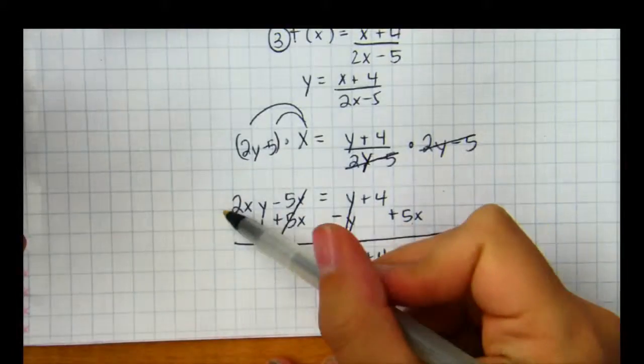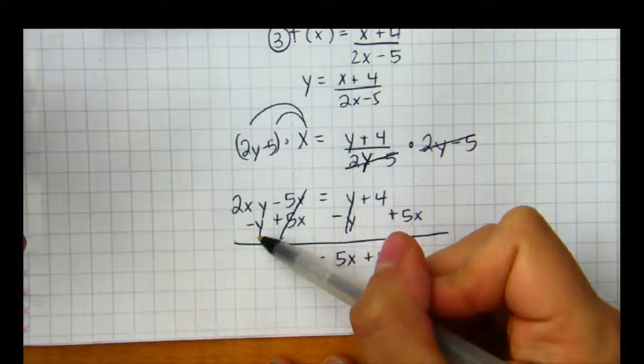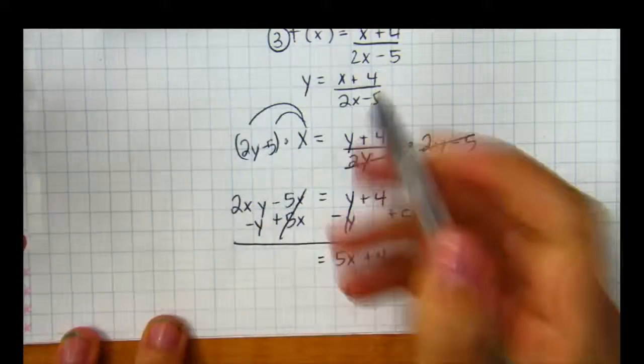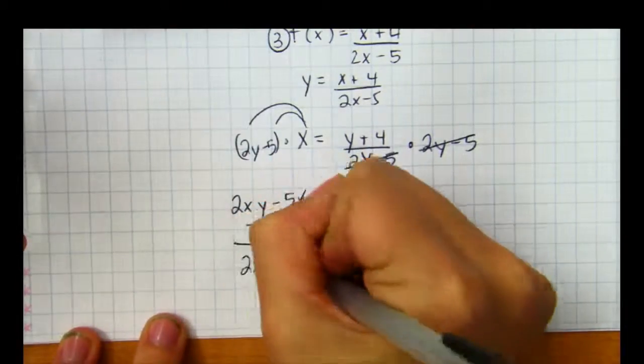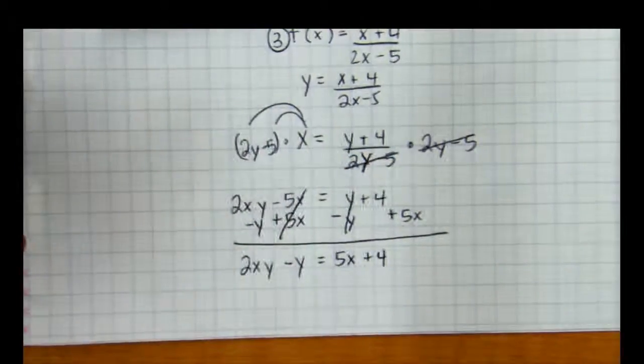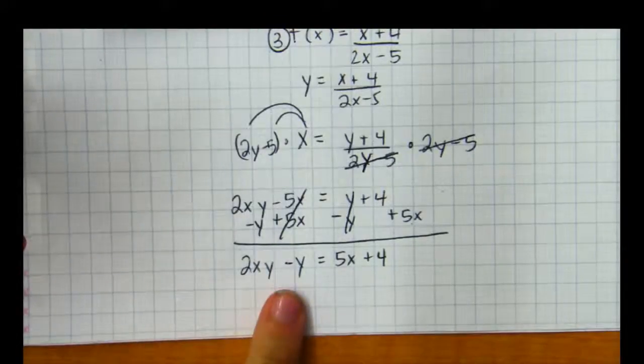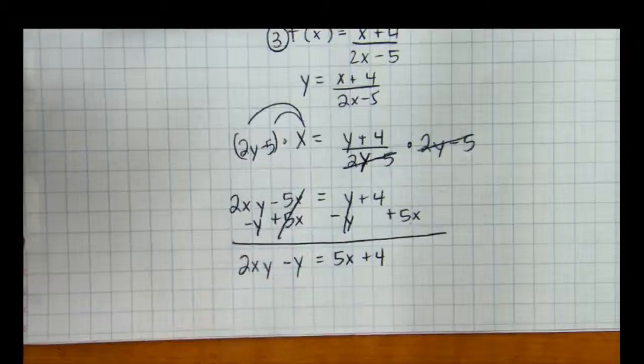Can I combine these two terms, 2xy minus y? No, they don't both have an x, so I cannot combine them. So this will just be 2xy minus y. Any ideas for what I can do to get this y by itself? How am I going to get rid of that 2x? How do I get those y's to just be 1y?